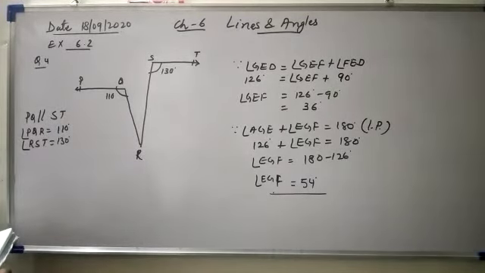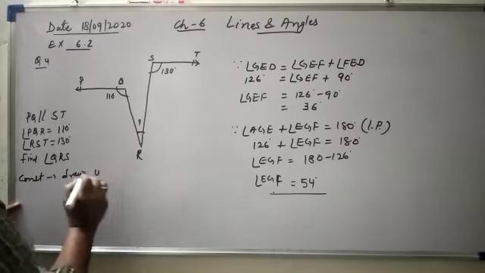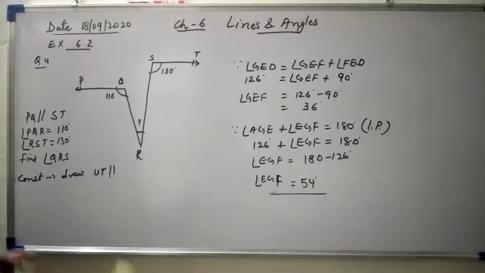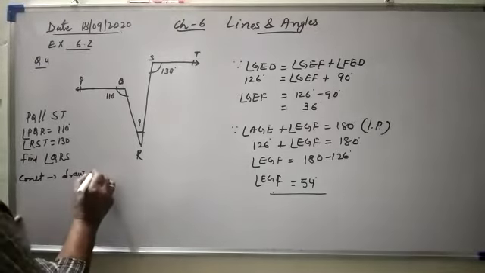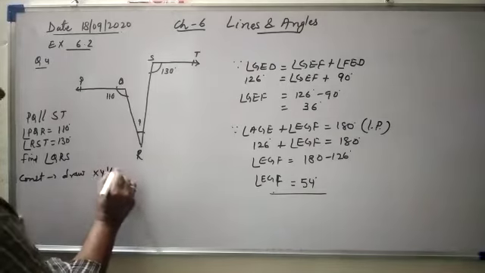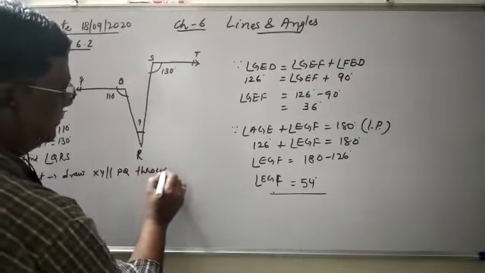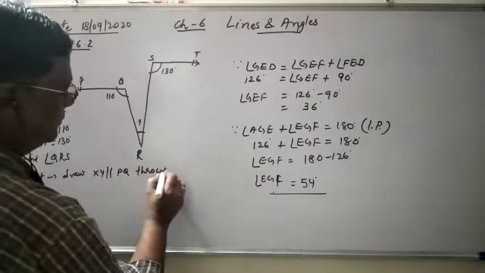So we do one construction. Draw XY parallel to PQ through R. So you draw it this way. This is X and this is Y.